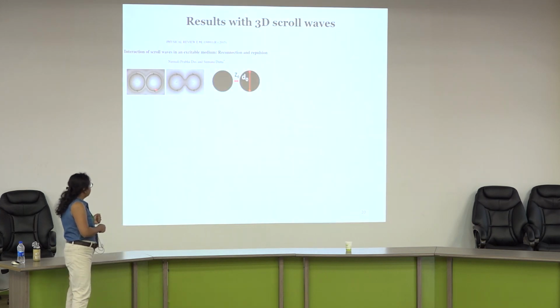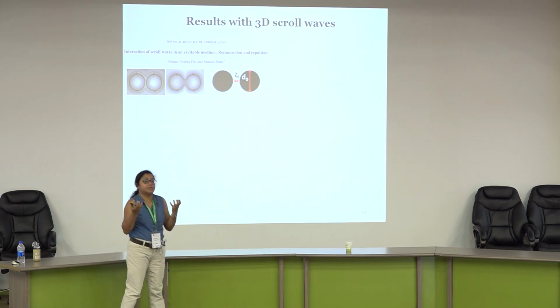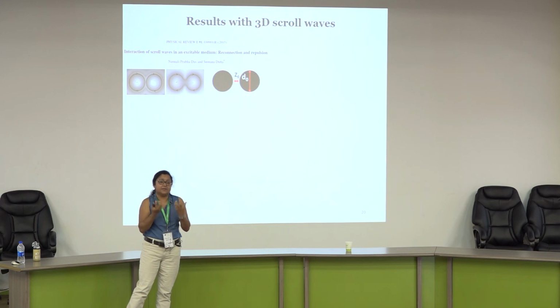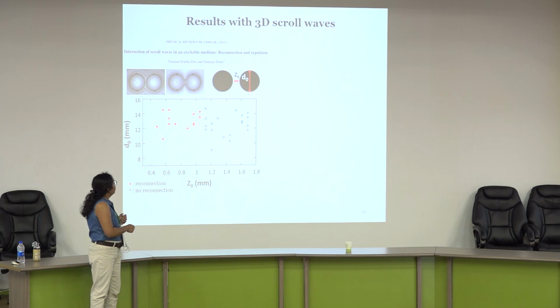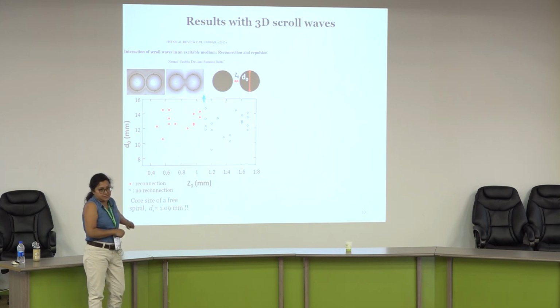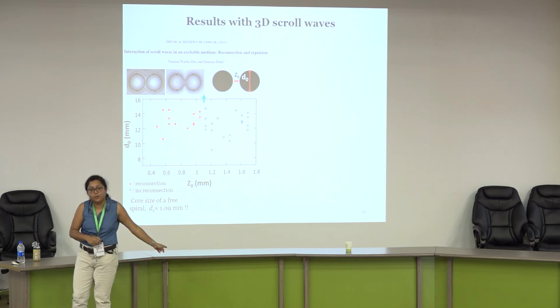So, we had studied these kind of scroll waves, which are 3-dimensional waves. When they come close together, they attract and annihilate. But for scroll rings, and of course, they had this critical distance which was not something we expected. This was just one core length.